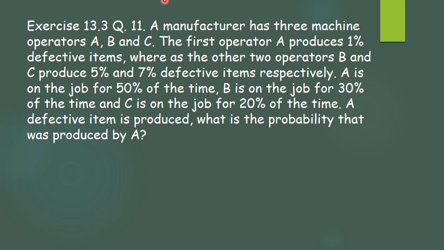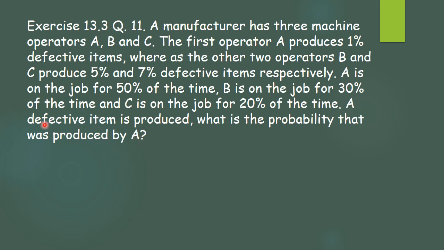Now we are solving question number 11. A manufacturer has three machine operators A, B and C. The first operator A produces 1% defective items, whereas the other two operators B and C produce 5 and 7% defective items respectively. A is on the job for 50% of the time, B is on the job for 30%, while C is on the job for 20% of the time. A defective item is produced. What is the probability that it is produced by A?